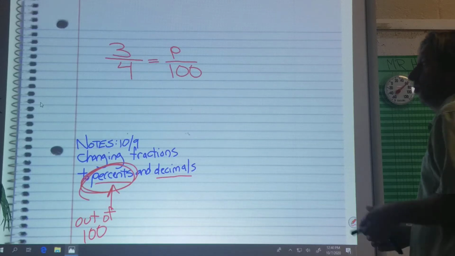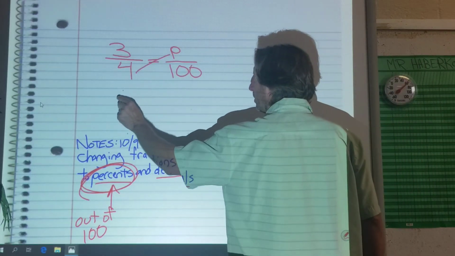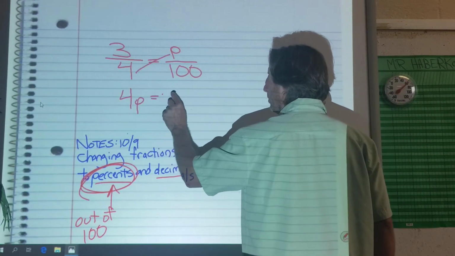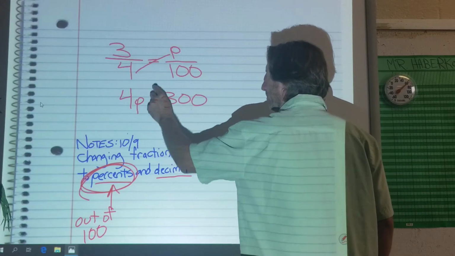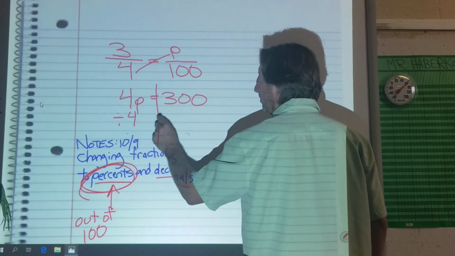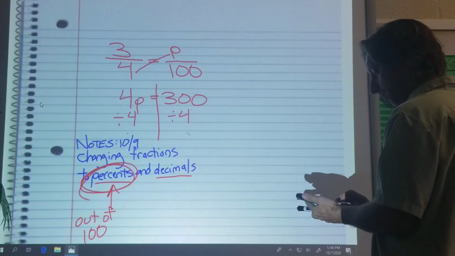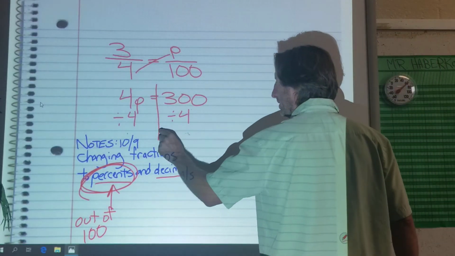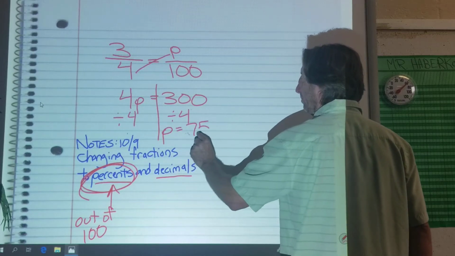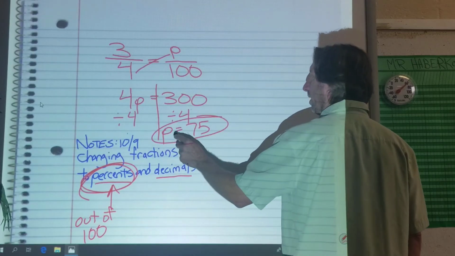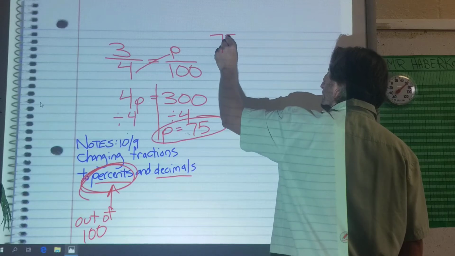All right? Cross multiply. 4P equals 300. Divide each side by 4. And I get the percent equals 75. So we can't write it like that, though. We have to write it like this, 75%.